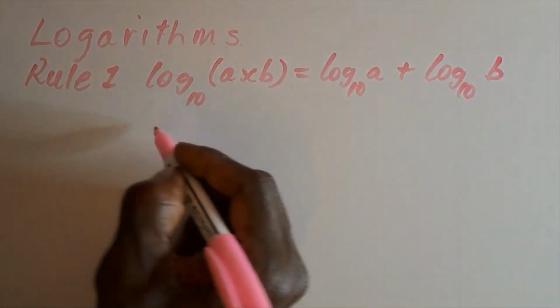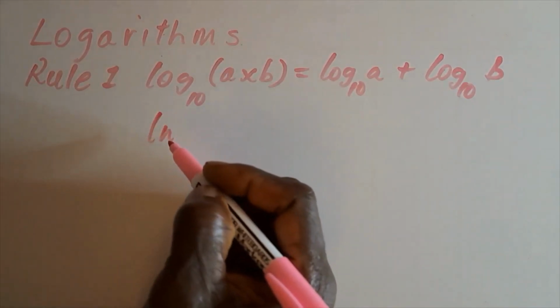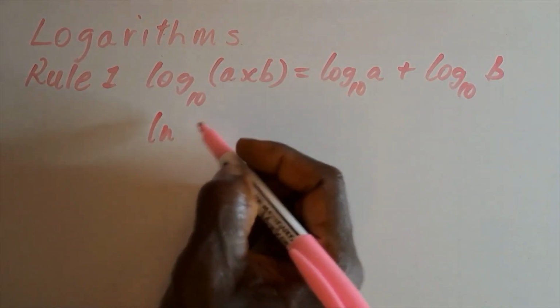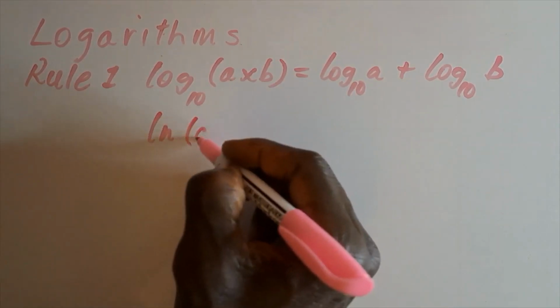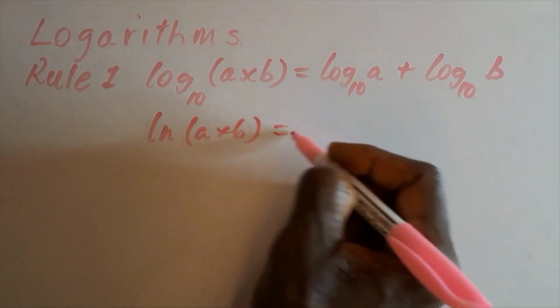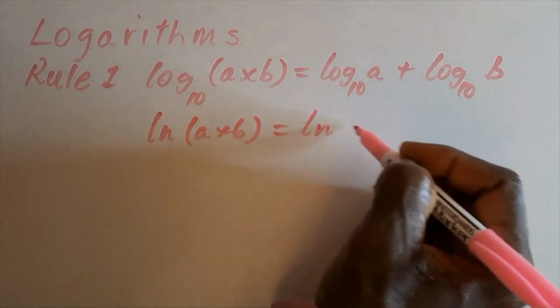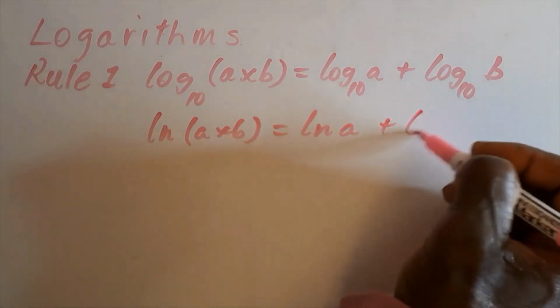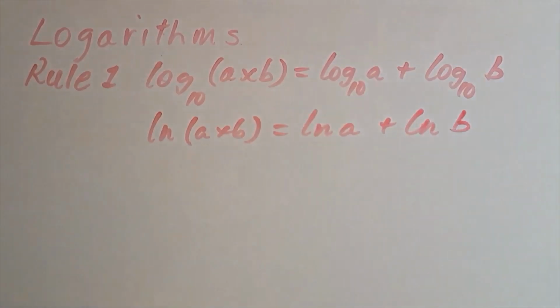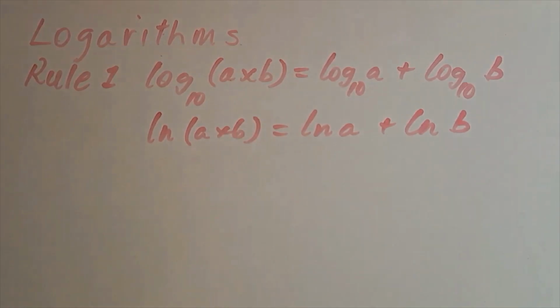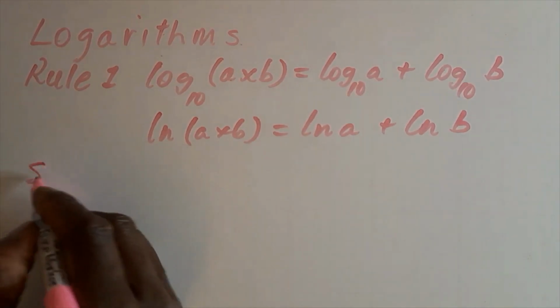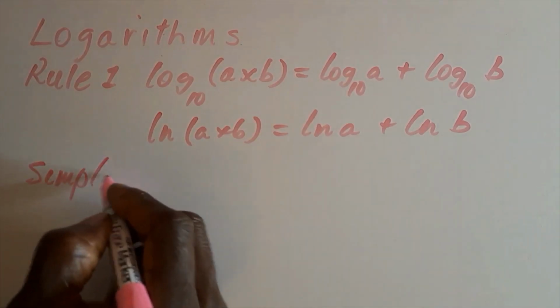This also works for ln, which is to the base e, natural logarithm. So if it's a times b, ln a add ln b. It's important to be able to work from the right hand side to achieve the left hand side, and vice versa. So let's look at an example.